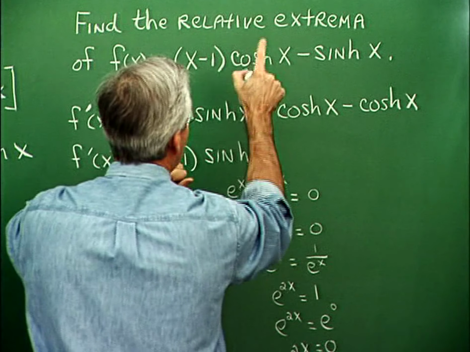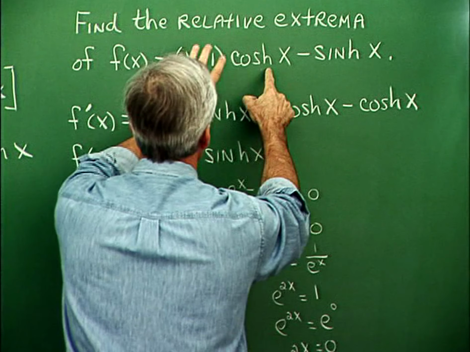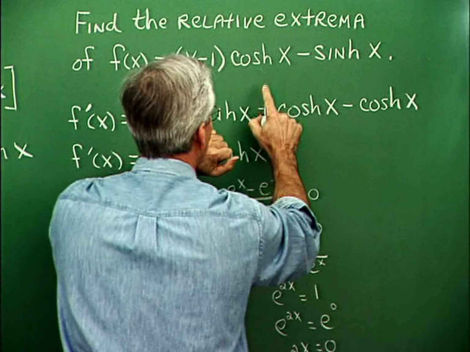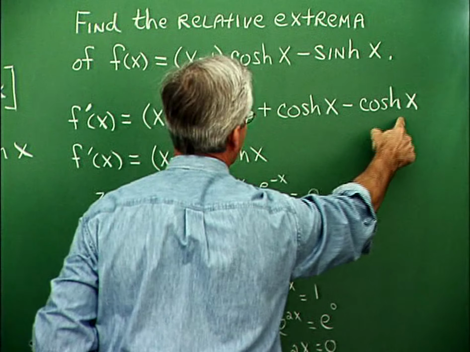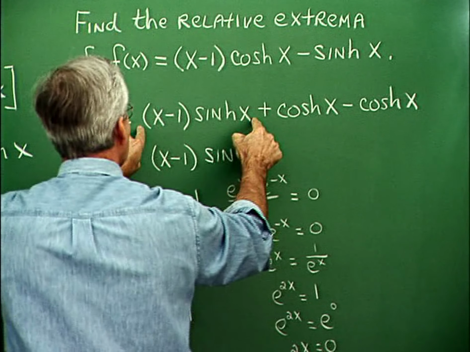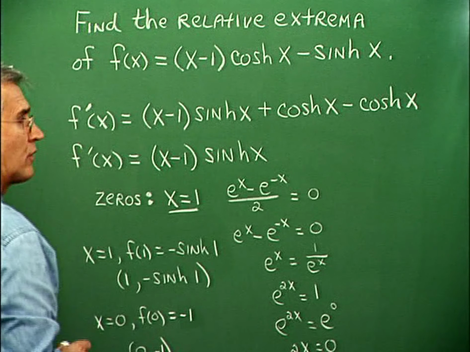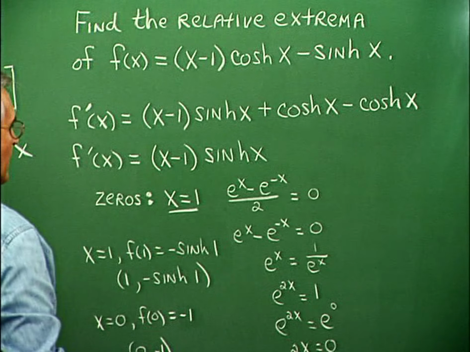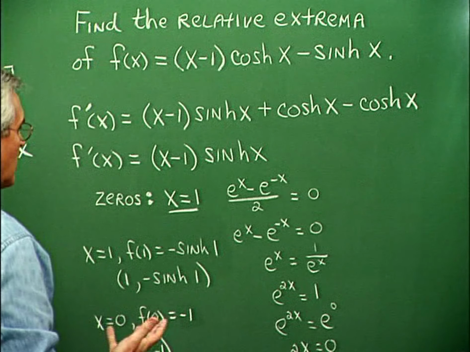And then we would have this times the derivative of that. So it's hyperbolic cosine times the derivative of this, which would simply be 1. And then the derivative of hyperbolic sine is hyperbolic cosine. These terms go out, so we have simply this, and now we want the zeros involved in this first derivative function. And the zeros will be our candidates for extrema.